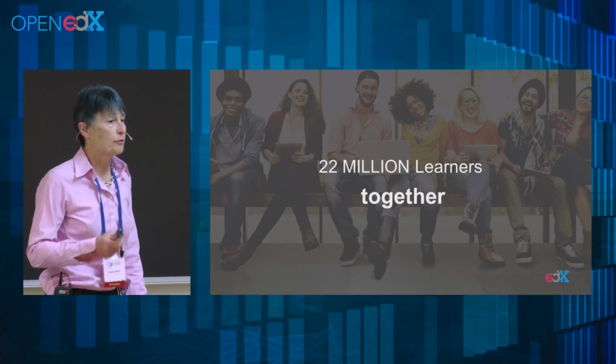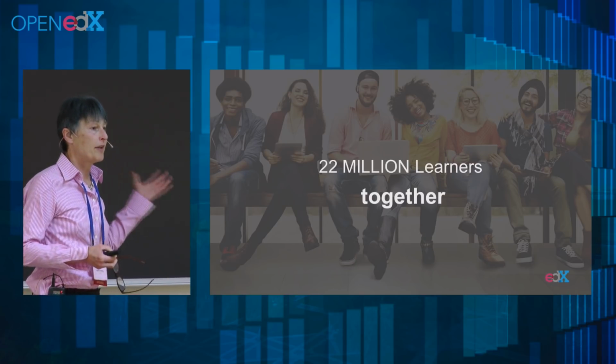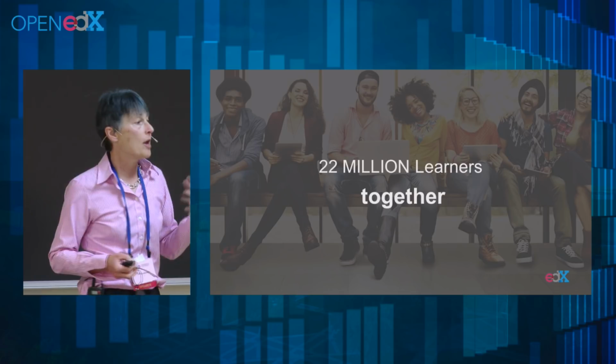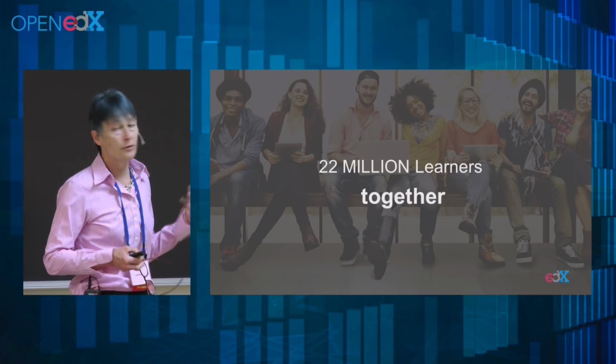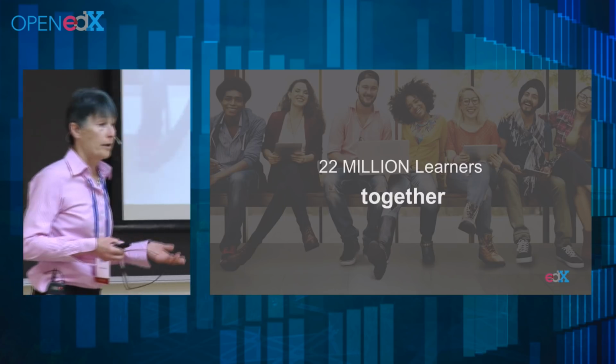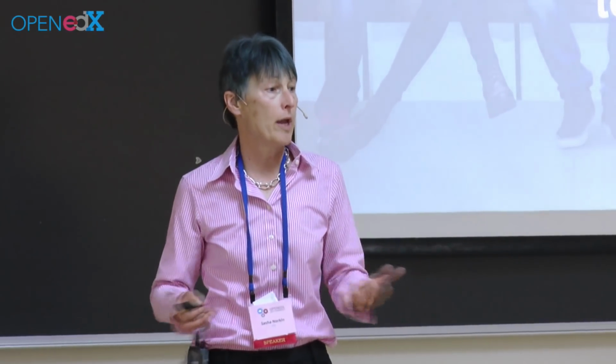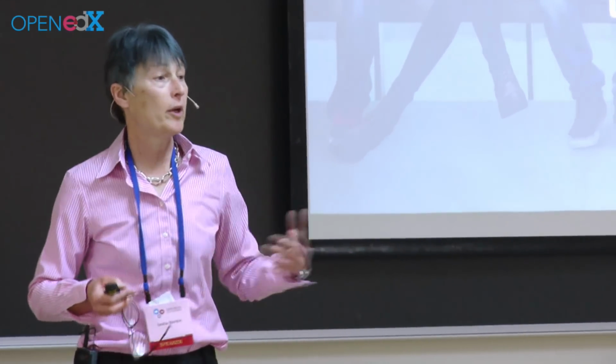I was really struck by Anant's keynote, where he was saying that together between Open edX and edX, there are 22 million learners. These are 22 million people across the globe who want to learn online. It's pretty incredible that we have that many people, but maybe there are some ways that synergistically we could help each other.